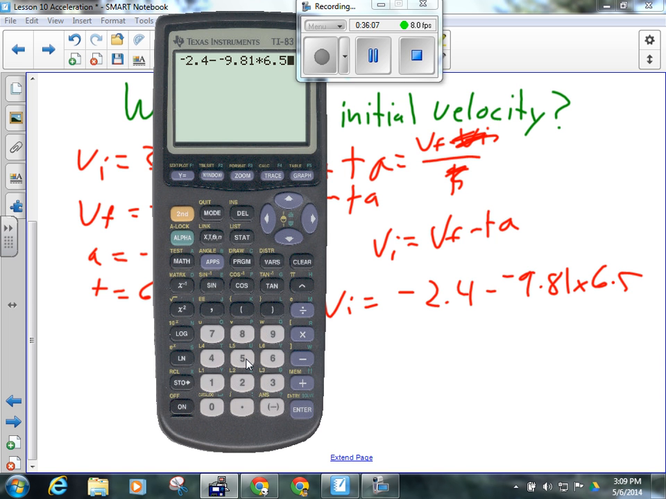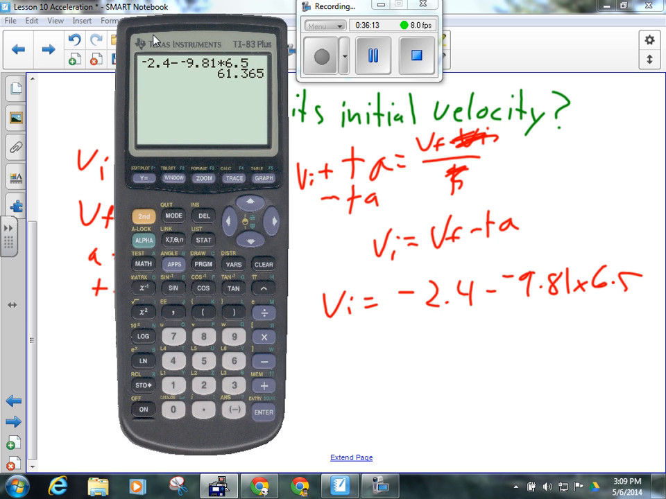Up or down? Yeah, it had to be thrown up. Actually, the question says it was thrown upwards. Does our answer agree with that? Yes. However, it is physically impossible for anyone to have thrown it at 61 meters per second. A major league pitcher might throw in the neighborhood of 38 to 40 meters per second.